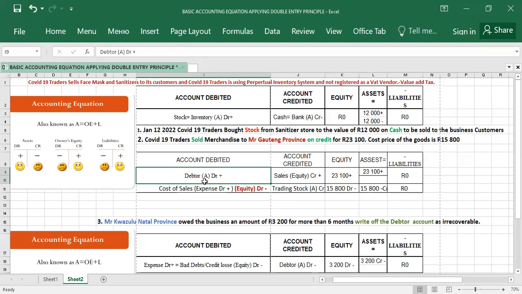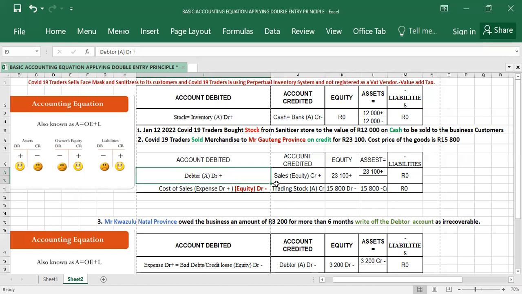Now, a debtor falls under current assets because the definition of a current asset says current assets are assets that can be converted into cash in a short period of time. So as soon as this debtor can come back and pay, we are receiving money. That's why a debtor is being classified as a current asset. So when we debit the account of a debtor, we are saying the debtor owes us more. We are expecting to receive money from this particular debtor who is Mr. Gauteng. We're expecting to receive more money later from him.